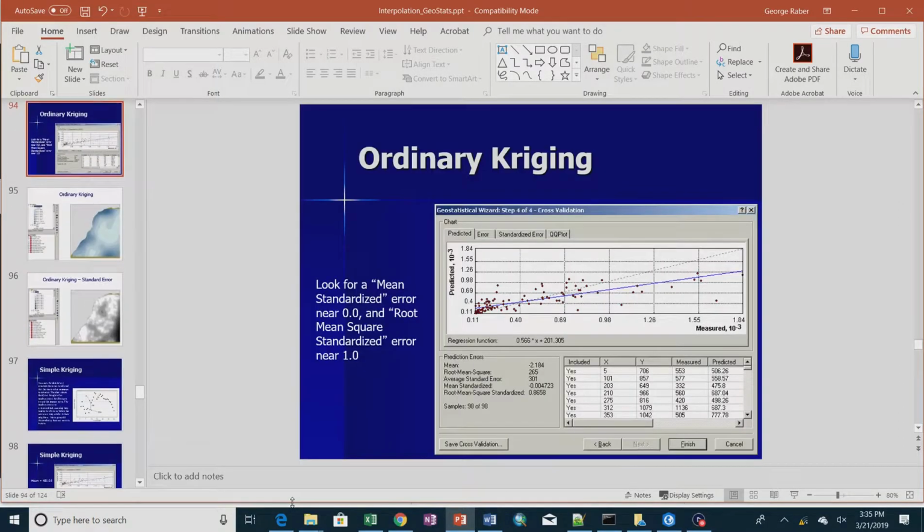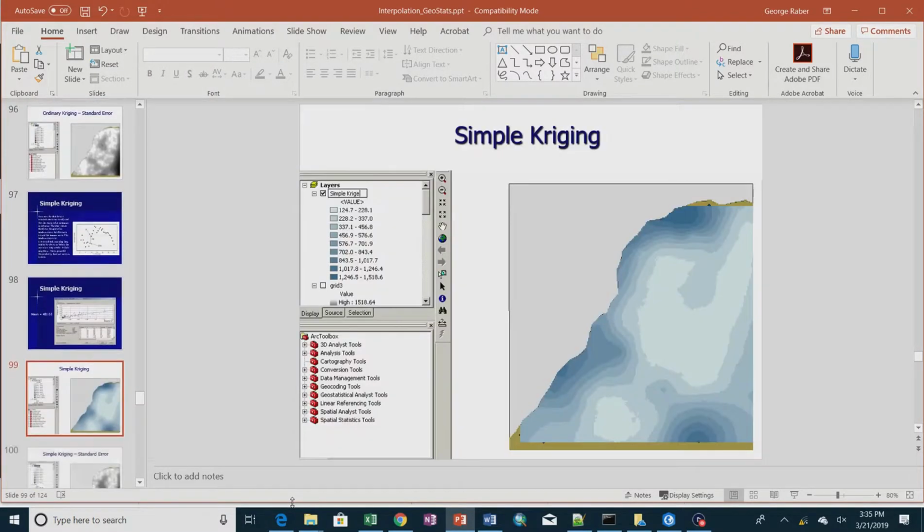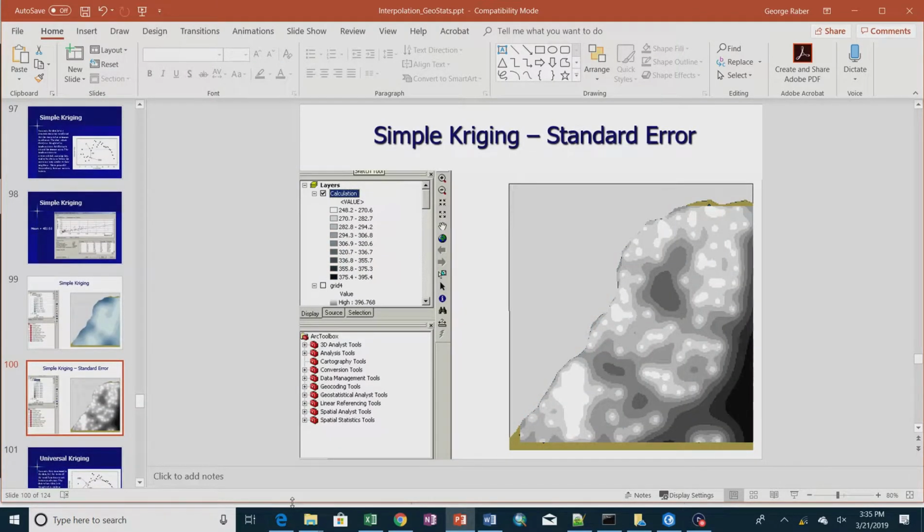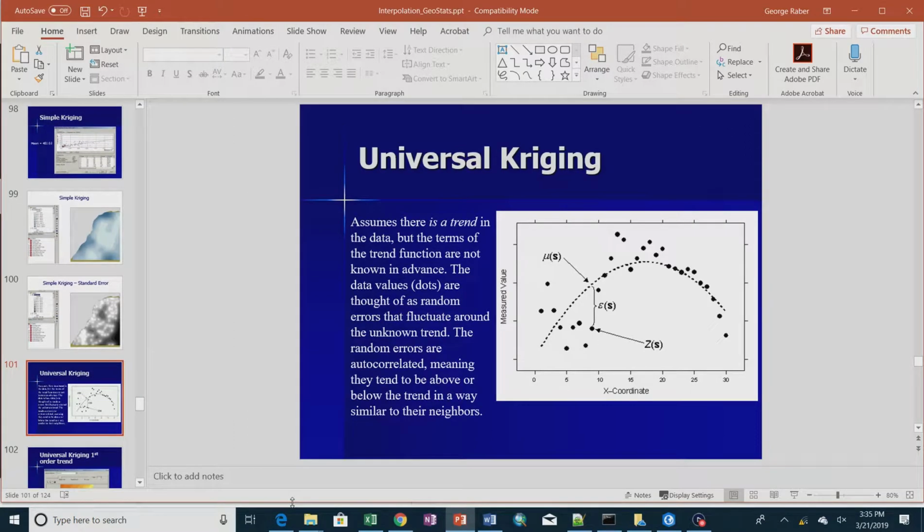Typically, you're going to run ordinary kriging, or you're going to run universal kriging. Universal and ordinary kriging are the most common ones. With universal kriging, you specify, yes, there is a trend in my data. And you have to specify whether it's a first order, second order, or third order trend in your data. So if you run universal kriging, what you're saying is there's a trend in my data, and I want to use that trend to predict values.